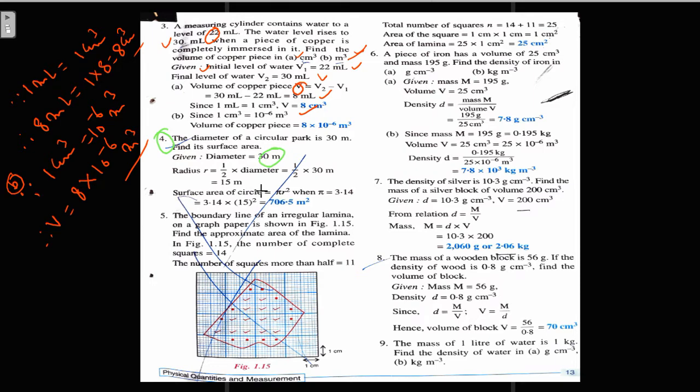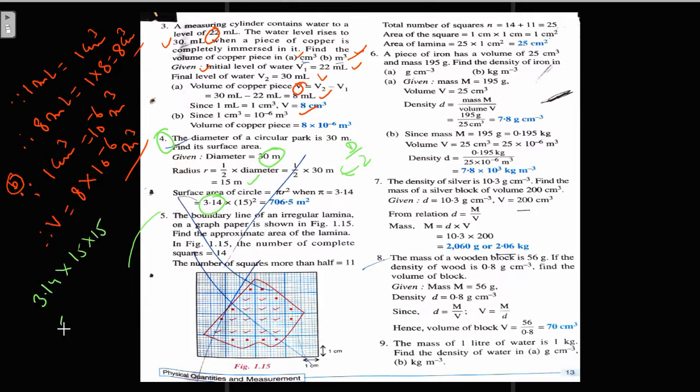Radius r is half the diameter, d upon 2. So this is the formula. It would be 15 meter. And surface area of a circle is pi r square. So pi we will take as 3.14 multiplied by 15 into 15.